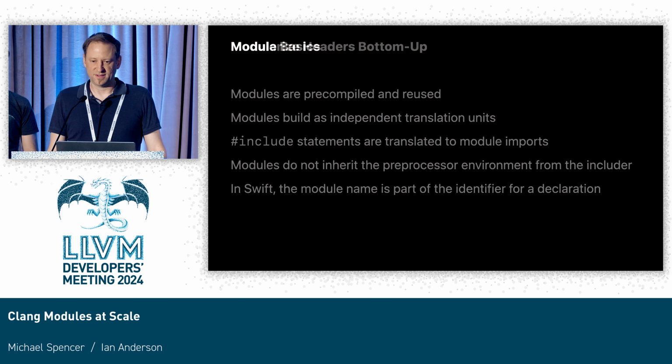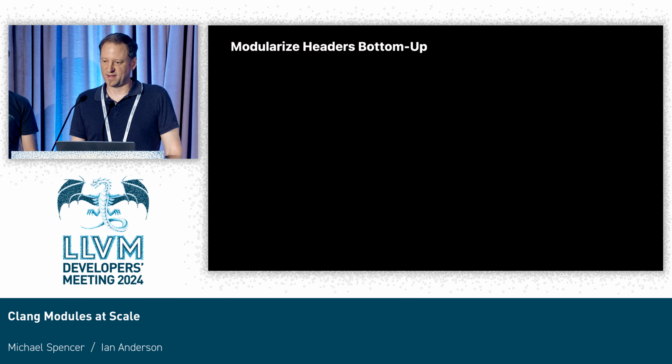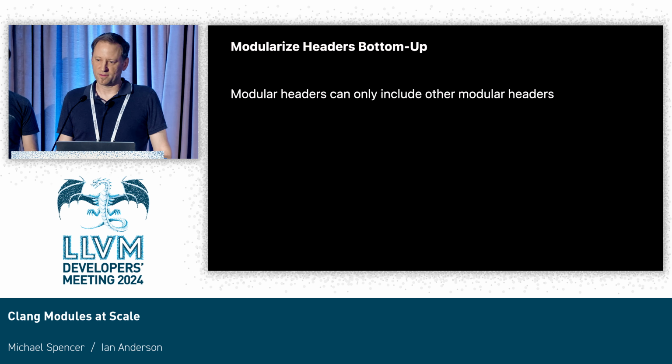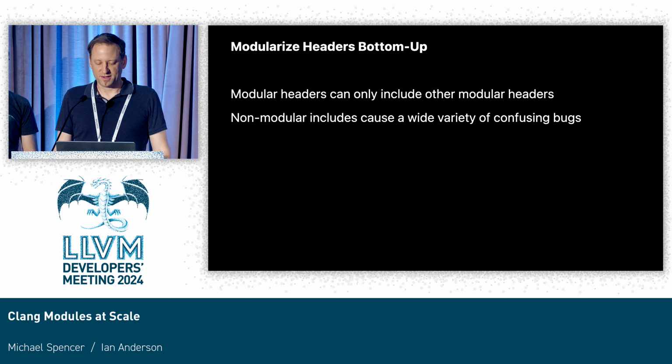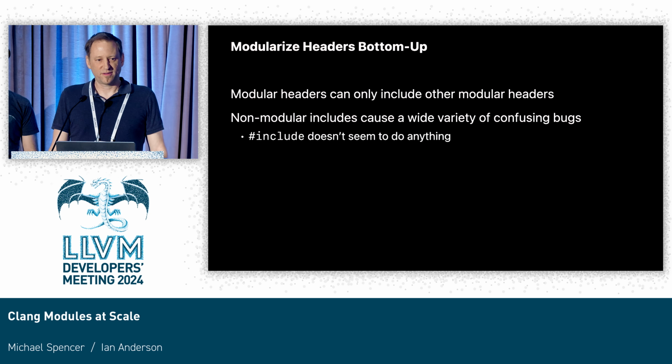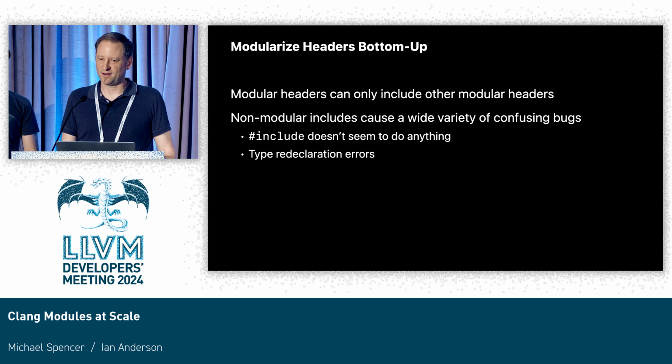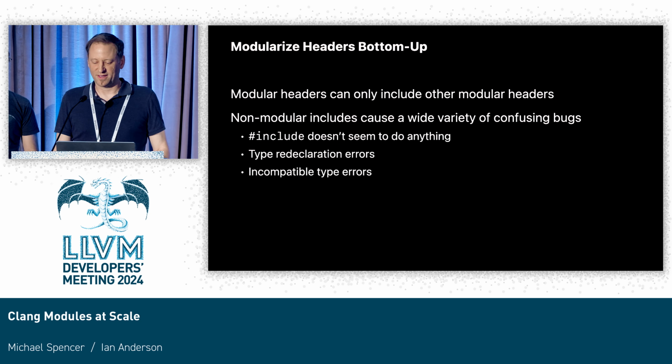So the first pitfall is that you need to modularize your headers in dependency order, or bottom up. That means that modular headers can only include other modular headers, which we didn't follow at first, and we found that non-modular includes end up causing a whole lot of bugs that are super confusing and really hard to figure out. Some of them are that include doesn't seem to do anything. You get these weird type redeclaration errors that don't make any sense, and you also get incompatible type errors. You especially get that one in Swift. And you just get other random errors that don't make any sense.